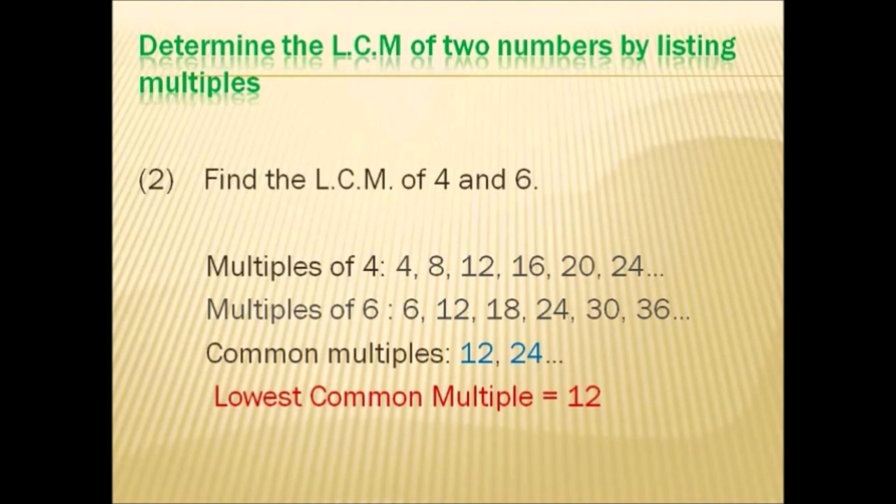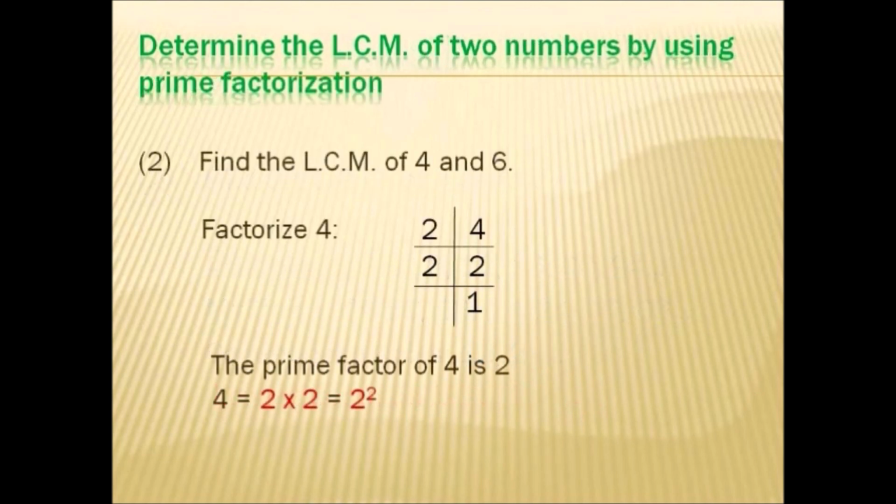Okay, so you've done that. Let's do it by prime factorization now. Same numbers, 4 and 6. Let's factorize 4. Put your division brackets. Divide 2 into 4. Goes 2 times. Then divide 2 into 2, 1. Stop. So the prime factor of 4 is 2. Now when you write it out, 4 is equal to 2 times 2, or 2 squared. So that's how you write out the prime factorization for 4.